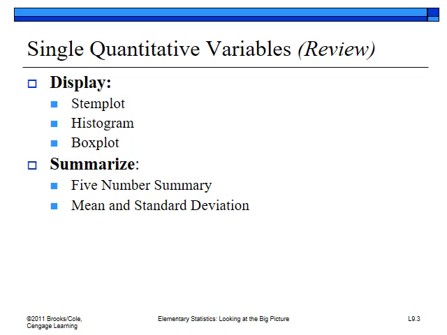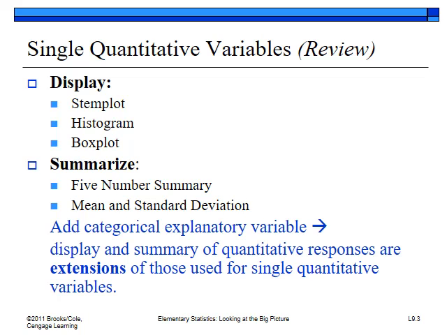Now, when we're talking about a relationship between a categorical and a quantitative variable, we'll use the categorical variable as the explanatory variable and the quantitative variable as the response variable. The way that we display and summarize this relationship is simply an extension of the way that we display and summarize a single quantitative variable.